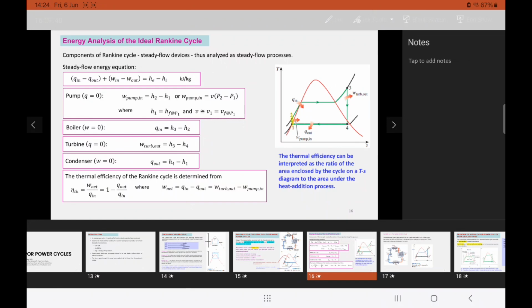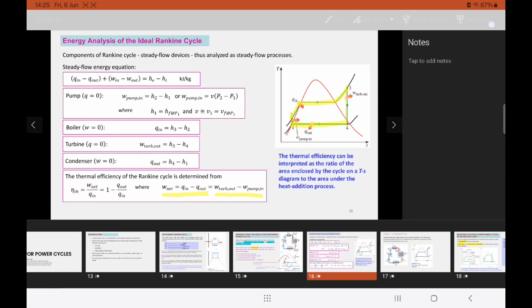And then we have our boiler, which is from point 2 to point 3. And then we have our turbine, where we have our work produced, that is W turbine out. And then we have the heat rejection at the condenser from point 4 to point 1. So the thermal efficiency of the Rankine cycle is determined from W net over Q in. W net is equal to Q in minus Q out, and also equivalent to the work produced by the turbine minus the work required by the pump.